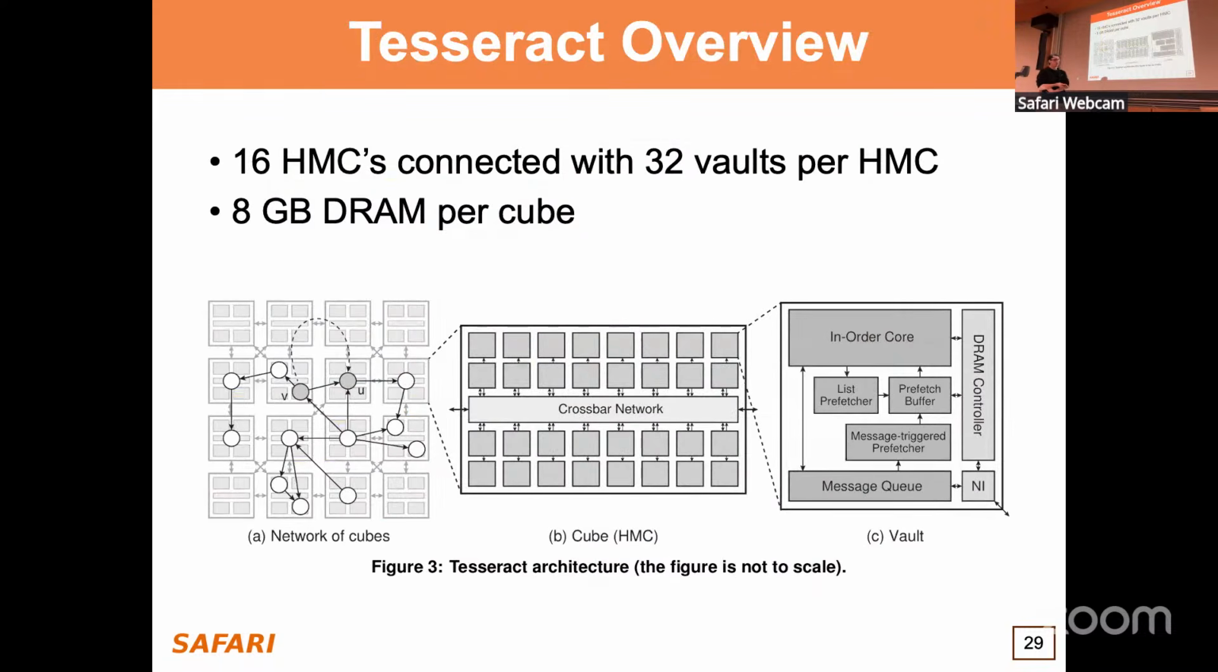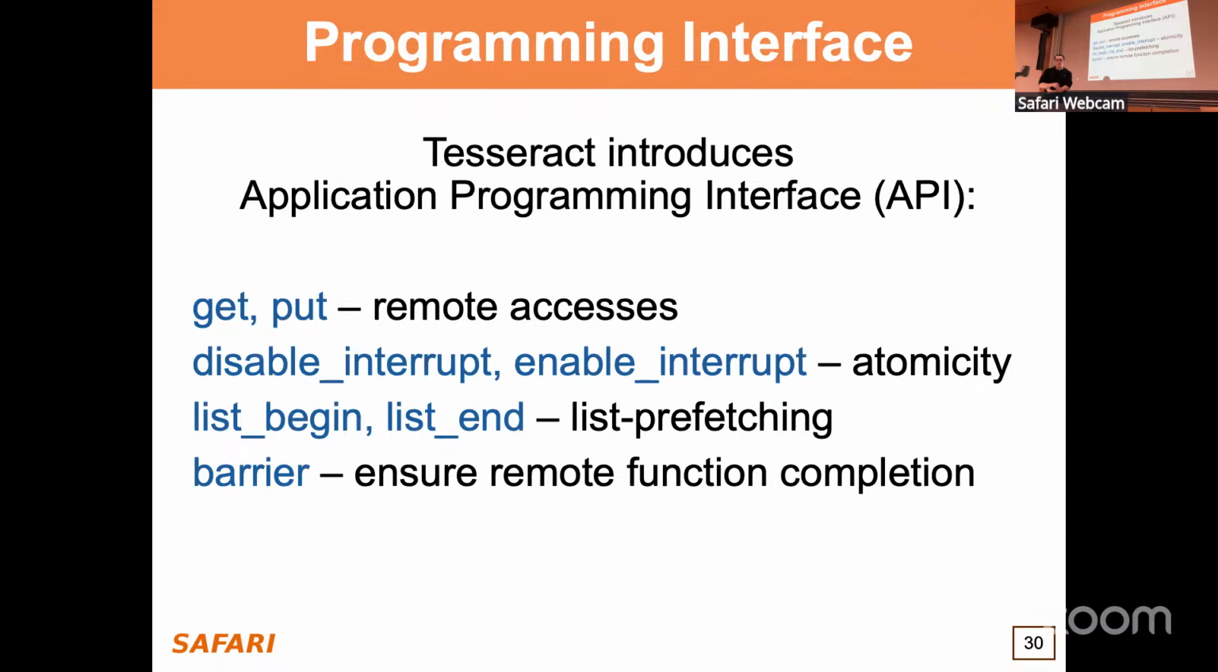So once again, this is the full overview. Tesseract itself uses 16 hybrid memory cubes, which are all connected in a Dragonfly system. Each and every single one of the hybrid memory cubes will have 32 vaults, and there will be 8 GB of DRAM per cube. Now, I will only briefly mention the programming interface that Tesseract introduces. The paper itself did not go too much into detail about this. If you have further questions about this, you can either read the paper yourself or ask me later.